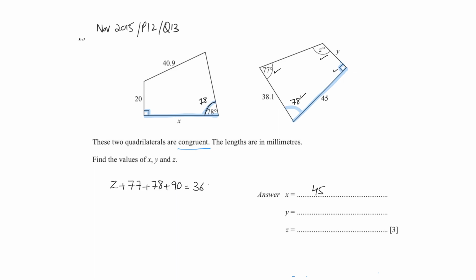And from here you can find the value of z, and z comes out to be 115 degrees. Now let's move on to the calculation for y. Y is this length adjacent to the angle z and 90 degrees. So over here we have this length. The length corresponding to y is 20. Therefore, if we know that the two figures are congruent, then the length of y must be equal to 20.